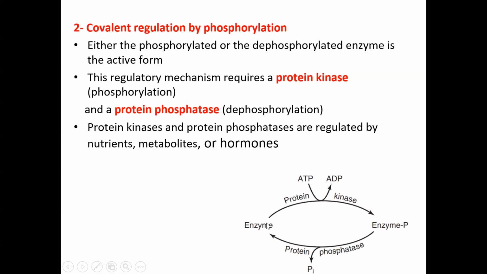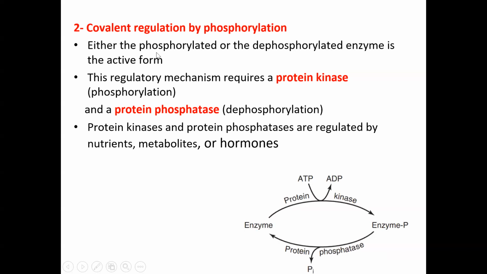Okay, so this is the enzyme that we're trying to regulate. This is the phosphorylated form of the enzyme. We could add a phosphate group from ATP, so ATP will become ADP, and the enzyme will be phosphorylated, but we need the kinase enzyme. So the kinase adds the phosphate group, and the phosphatase will remove the phosphate group in the form of inorganic phosphate. So this is one of the two fast types.